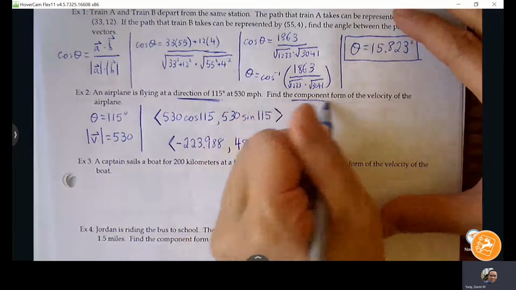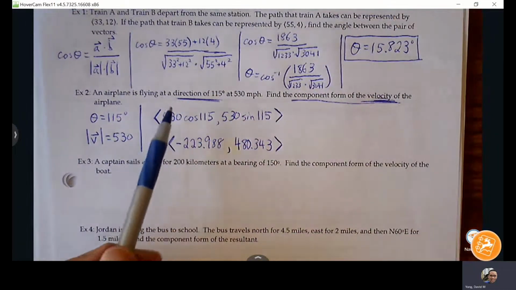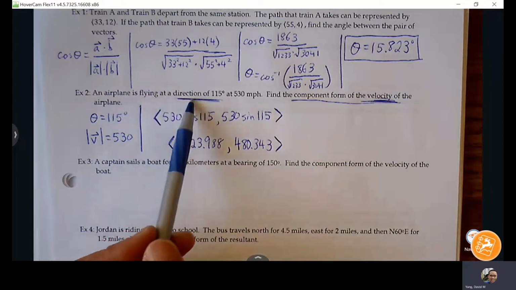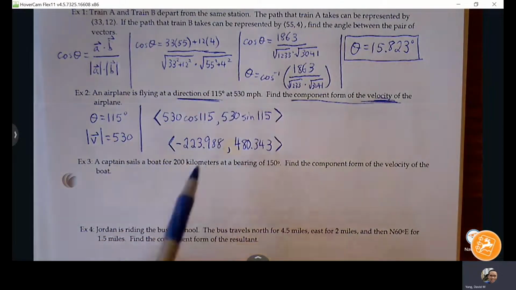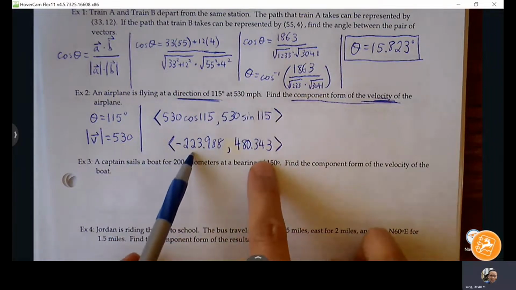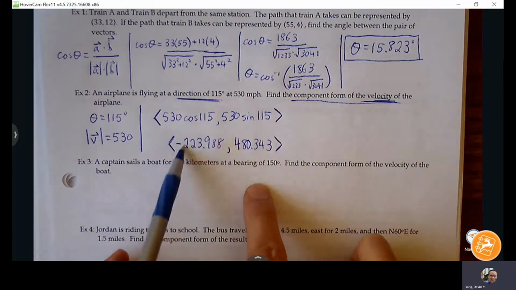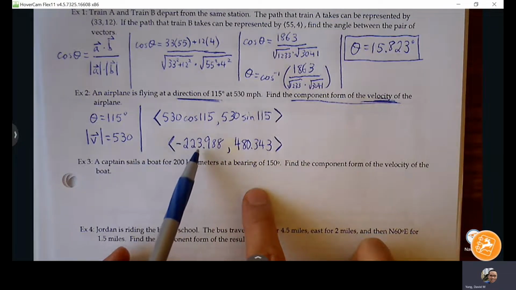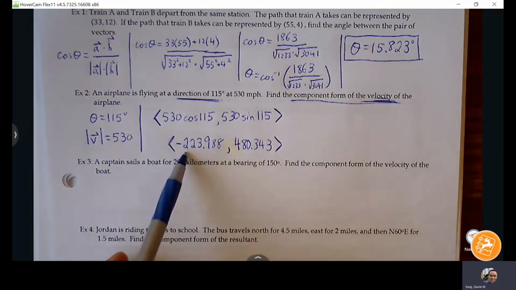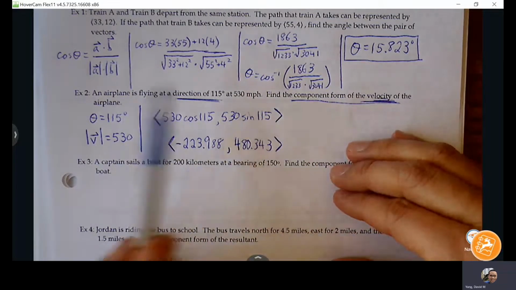So this is the component form of the velocity. If we were to take the fact that the plane is flying in this direction at this many miles per hour, and break that vector down into its horizontal and vertical components, we can say that this is 223 miles per hour moving left with a vertical component of 480 miles per hour moving to the north.